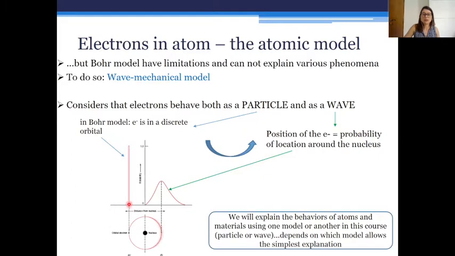So, in fact, instead of representing the electron as being in a discrete orbital, we will consider the probability of location around the nucleus as it is represented on this figure. As you can see, of course, the position predicted by the Bohr model is the one that has the higher probability where we can find this electron.